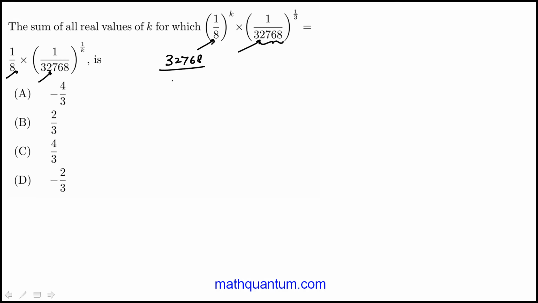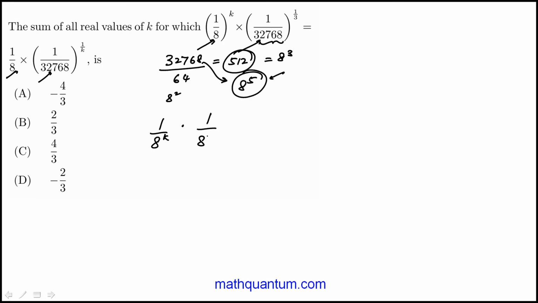So the first thing I'm going to do is use the calculator, divide by 64, which is 8 squared, and we get 512, and some of you might recognize that's 8 cubed. So essentially 32,768, either way, we need to recognize that that's 8 to the 5. Now, once we have that, what we'll do is rewrite everything in this base 8.